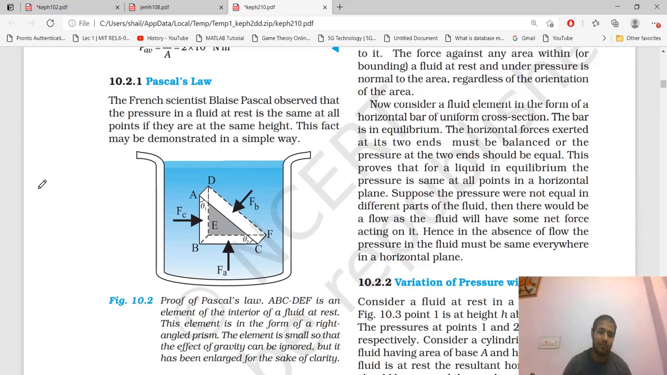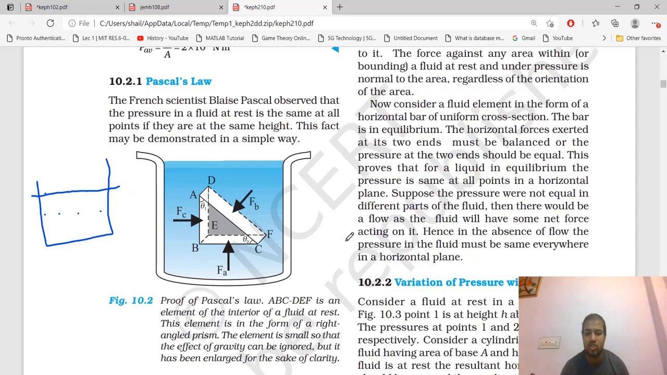It just says that if we have this container, and these are points at the same horizontal level, suppose these four points A, B, C, D, then the pressure at all these four points is the same. And if you take another point at another horizontal level, the pressure is definitely different from this. If the fluid is static, the pressure at all points at the same horizontal level is the same.